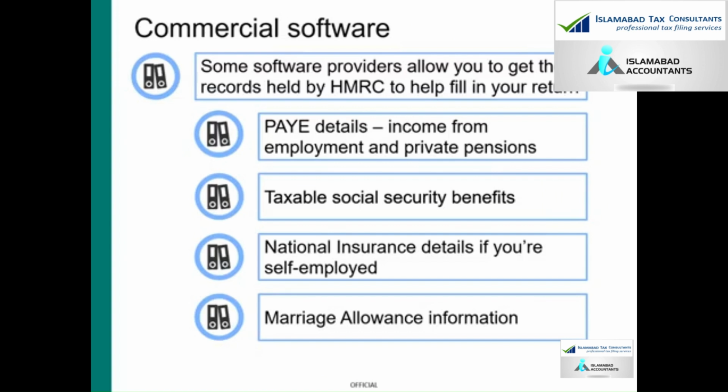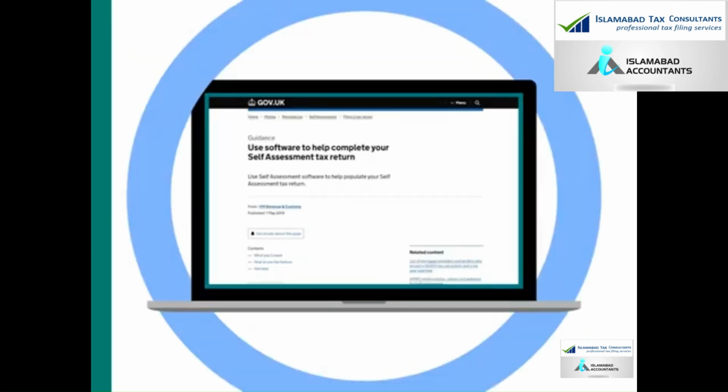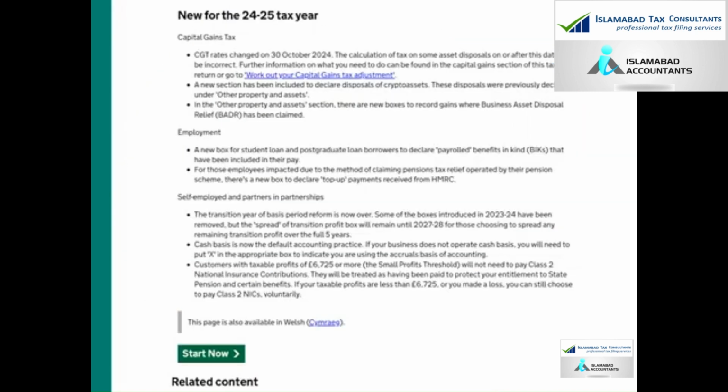Like the HMRC online service, some commercial software allows you to get details held on our systems to help complete your tax return. For example, your PAYE details, taxable social security benefits, self-employed national insurance details, and marriage allowance information. This page on gov.uk has guidance about using software to help complete your tax return, if the feature is available in the software you've chosen. Please remember you'll still need to check the figures are correct. Further down the first page, there's a section that explains what has changed in the 2024 to 2025 online tax return. To continue, select Start Now at the bottom of the page.